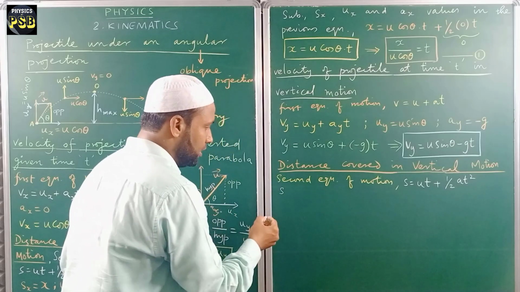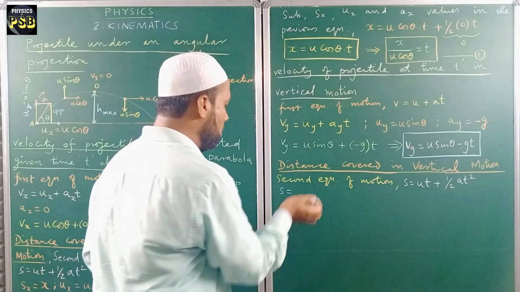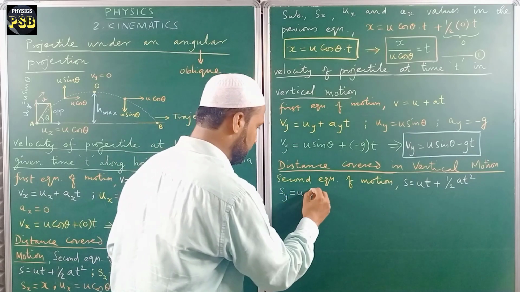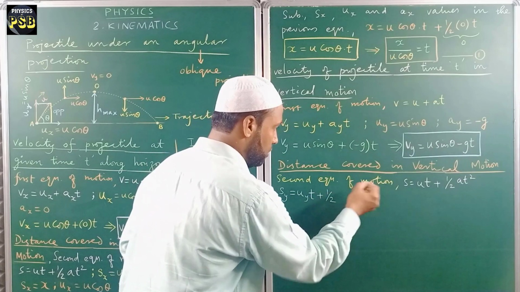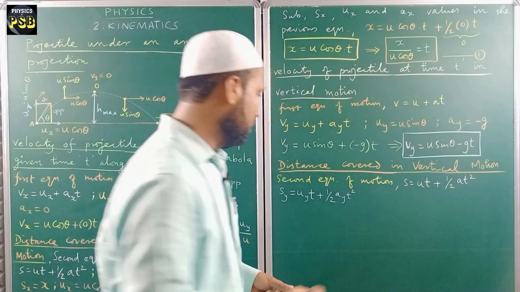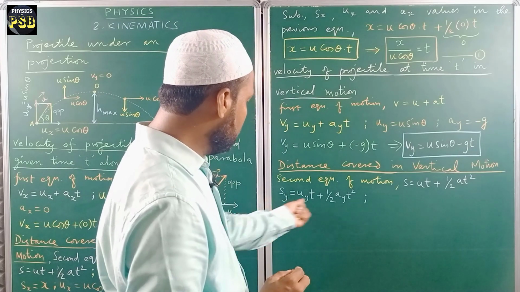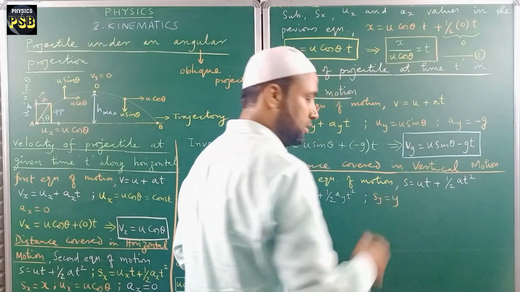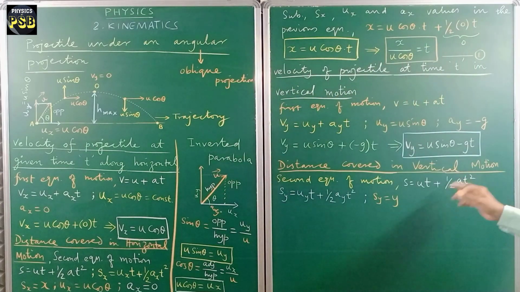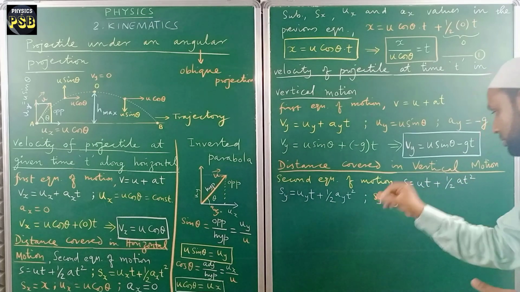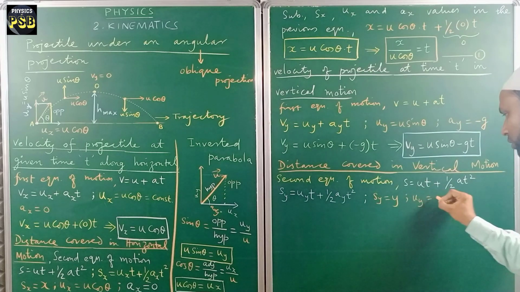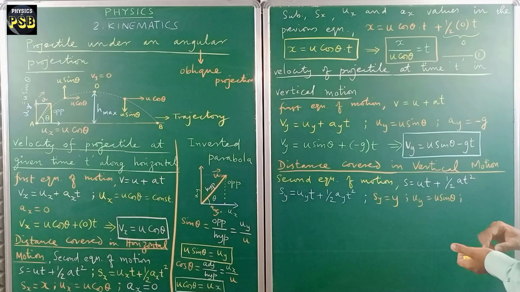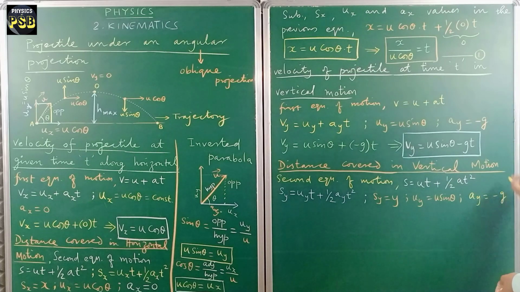Okay, how do I do that? Look at it carefully. Here s is taken as y, and u is taken as uy. t is kept as such, plus a is taken as ay and t square. Fine. Next, I'm going to write the values of these things. Here sy is taken as y, the distance covered by the object in time t along vertical direction. So it's y. Then uy, we know the value of uy. What is that? u sin theta. And ay is taken as minus g, as we did in the previous case.